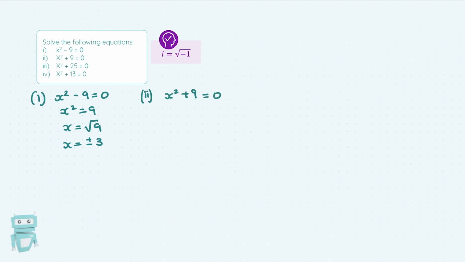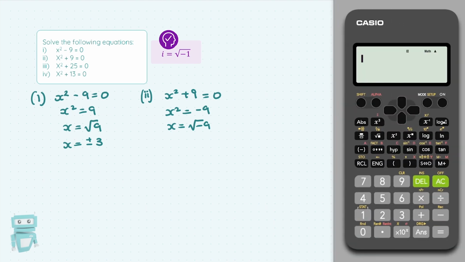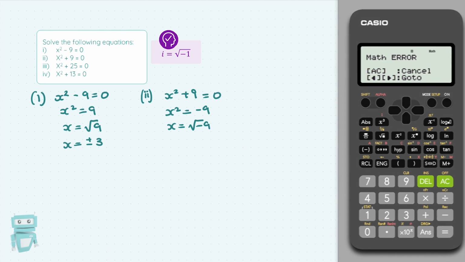Number 2. Now, applying that same approach to this equation. So it's still a quadratic, it's a U-shaped function. So when I bring my number across, I get x squared is equal to minus 9. Now, to find out x, I take the square root of both sides, and I cannot get the square root of minus 9. Even if I put it in my calculator, I'll get math error.